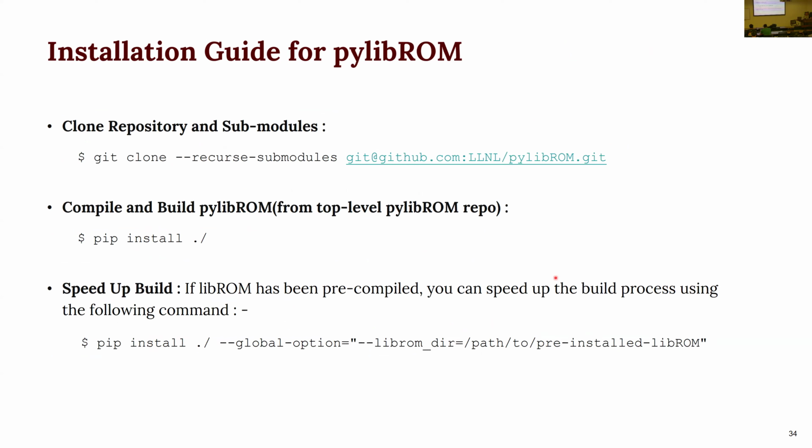Once you have cloned the pylibROM repository, you need to compile and build it by using the command pip install. Make sure that you are inside the pylibROM folder before compiling and building pylibROM. After this, if you have used libROM previously and if you have already compiled it in your system, you can speed up the build process by using this command, pip install with a global option, and this command.